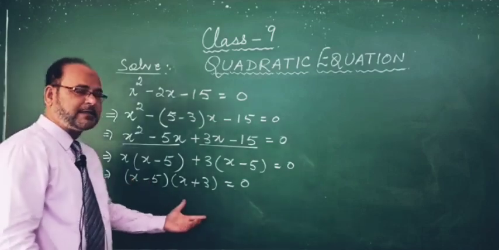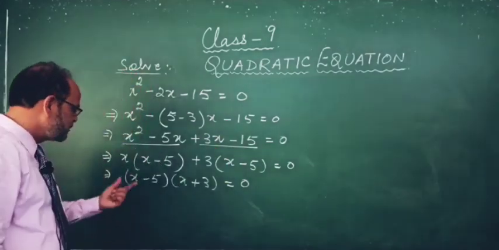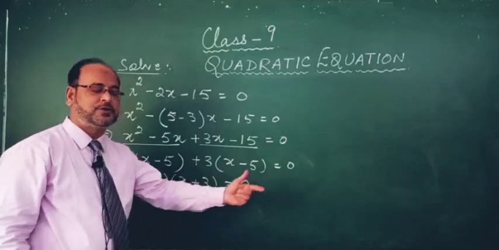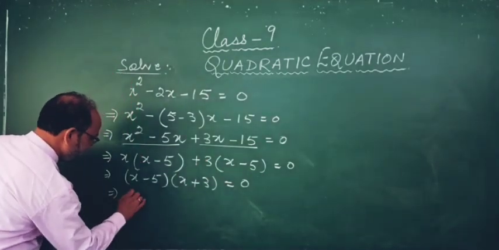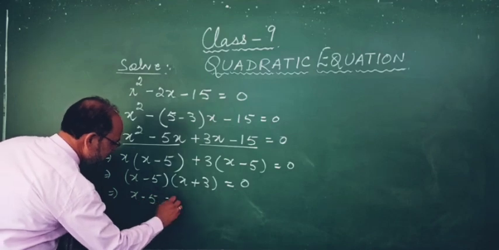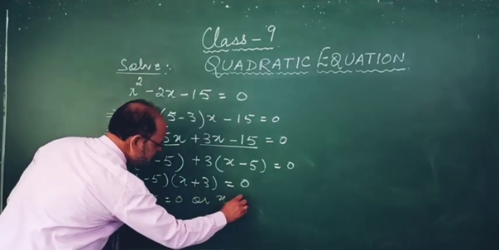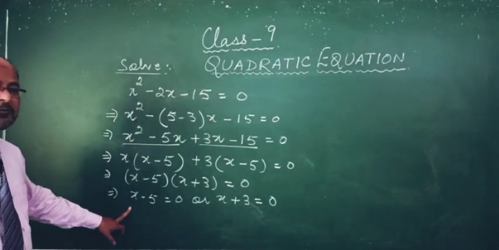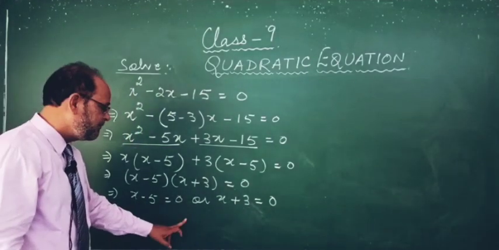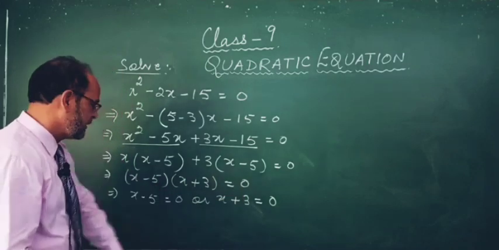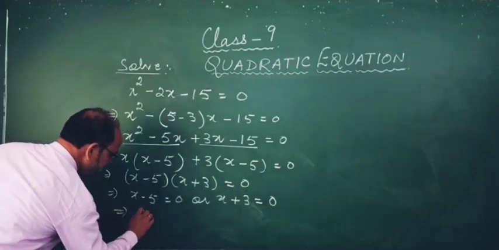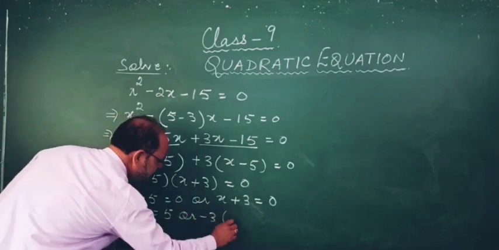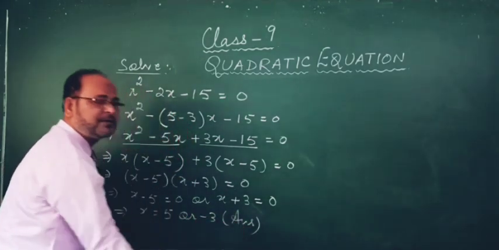After getting the two factors, our job is to first put the first factor equals to 0 and then the second one equals to 0. So it will be x minus 5 equals to 0 or x plus 3 equals to 0. From here, when we find the value of x, it will be x equals to 5 and here x equals to negative 3. x equals to 5 or negative 3. This is the answer of this question.